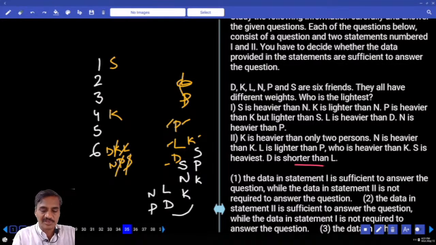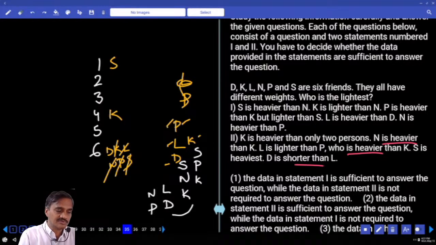Any information about N here in the second? N is heavier than K. And P, who is heavier? N is heavier than K? Yes. N is heavier than K. As N is heavier than K, N cannot be here. Then who is the person left over? D is the person. Now D is the only person left over here.